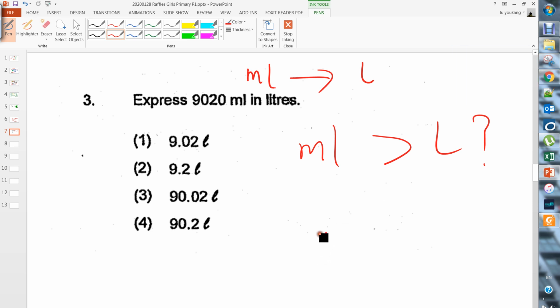Then okay. If I ask you whether ML is bigger than L and you are still not sure, basically I cannot teach you anymore. Because the number one thing is you need to understand which one is bigger before I can teach you whether you times or divide. Now you cannot tell me which one is bigger. How can I teach? Medium size, large size. This is the most basic thing.